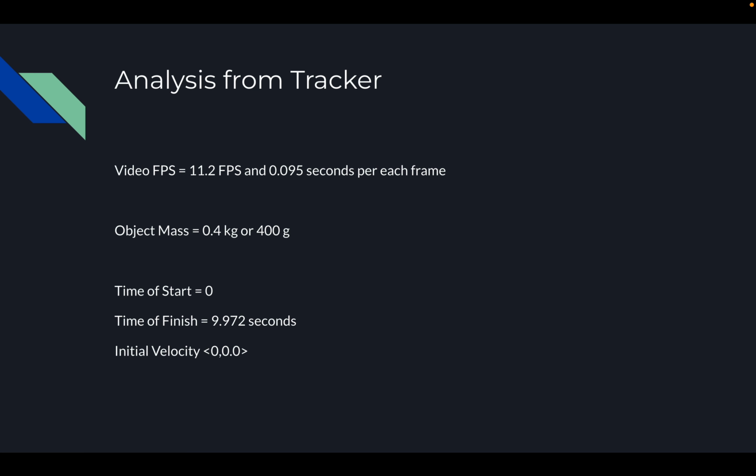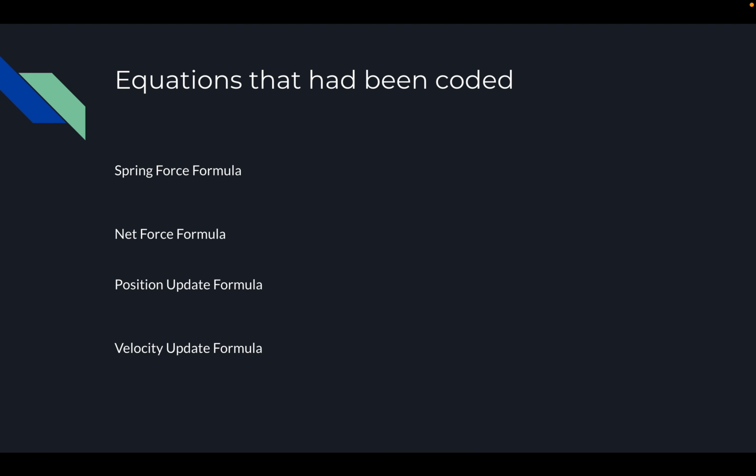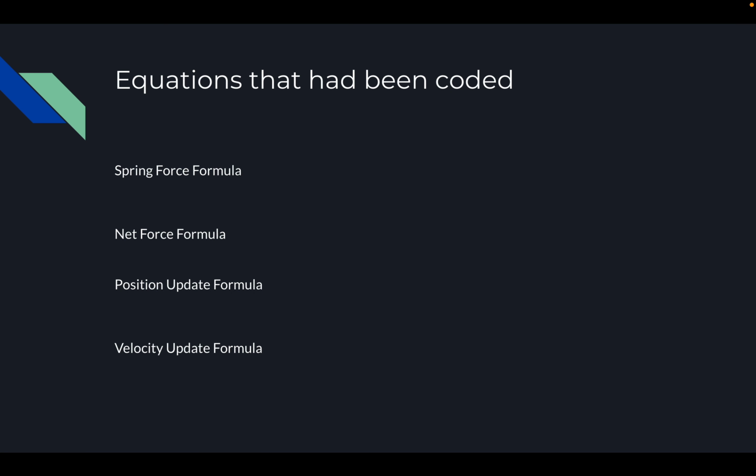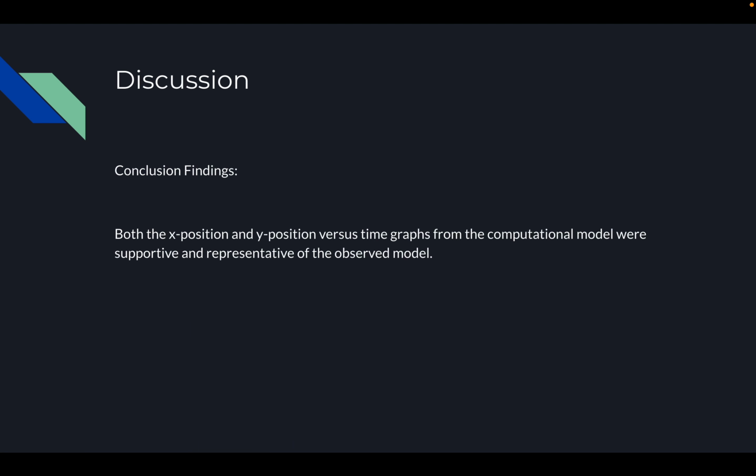Here's the analysis from tracker. The video FPS is 11.2 frames per second, and 0.095 seconds per frame. The object's mass, gathered from the video as the instructions had told me to, was 0.4 kilograms. The time to start was 0, time to finish 9.972 seconds, initial velocity being 0. The equations that had to be coded into the GlowScript were the spring force formula, the net force formula, the position update formula, and the velocity update formula.